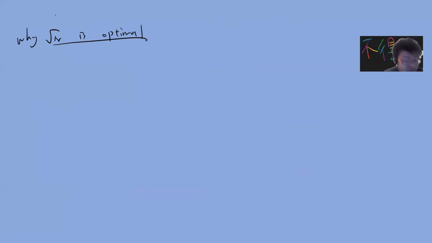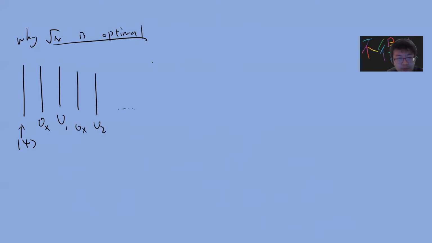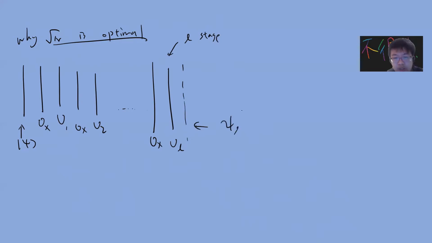So the idea is that imagine this is your initial quantum state psi, and then you do some query, then you do some unitary. You do some query, and then some unitary, and keep going, up to L stages, which means O_x and U_L, which is unitary. Let's say this is your final state, call it psi_L^x. So this is U_L O_x U_{L-1} O_x up to U_1 O_x psi.